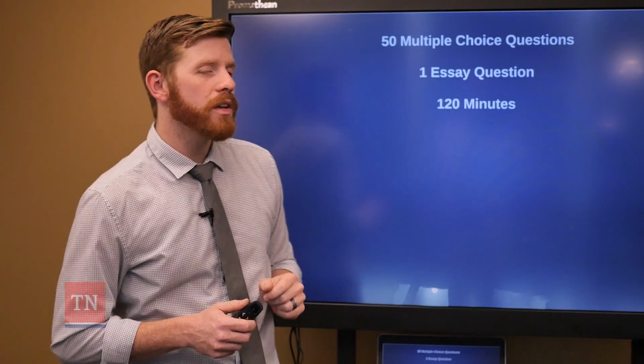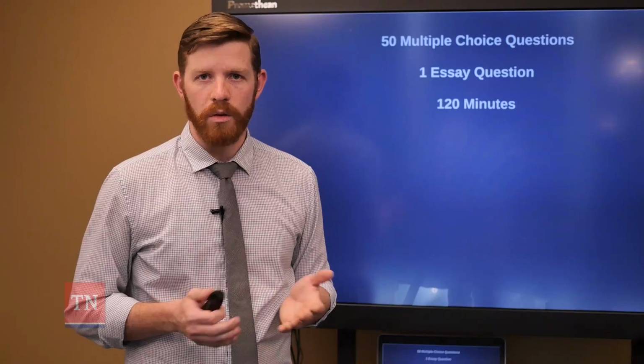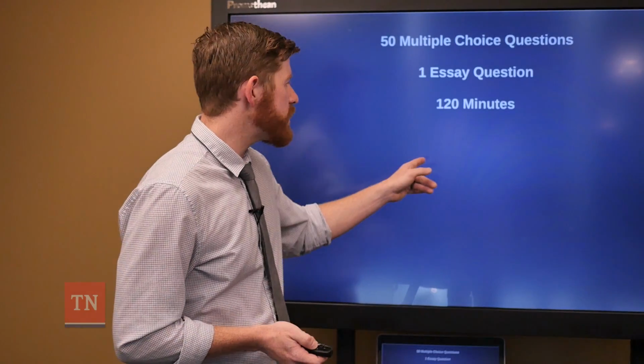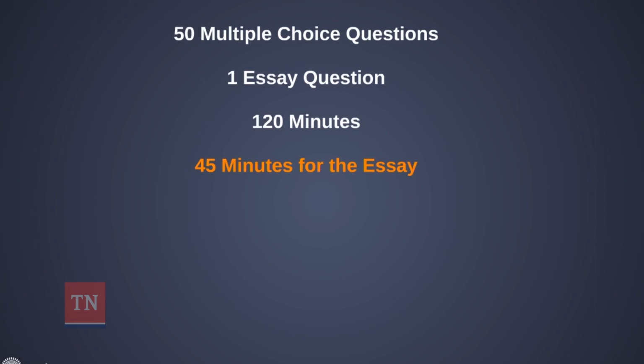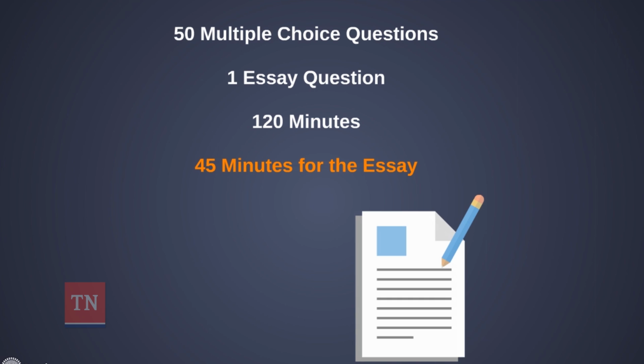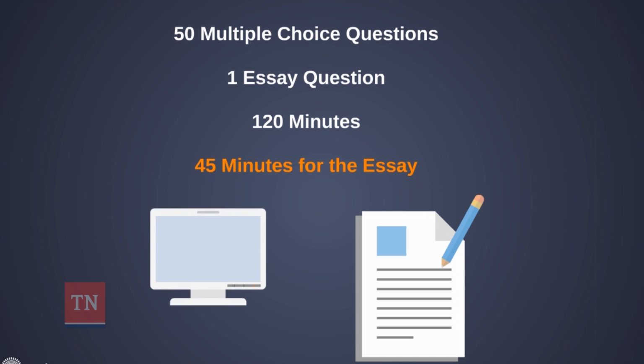In order to do this, you get 120 minutes total, or 2 hours. But you want to save about 45 minutes to write your essay. That way you have enough time to plan what you want to write, actually write it, and then sometime at the end to look back and make sure that you correct any grammar or spelling mistakes that you might have made. You can take this test on paper and pencil, in which case you'll actually have to hand write your essay, or you can take it on the computer as well.